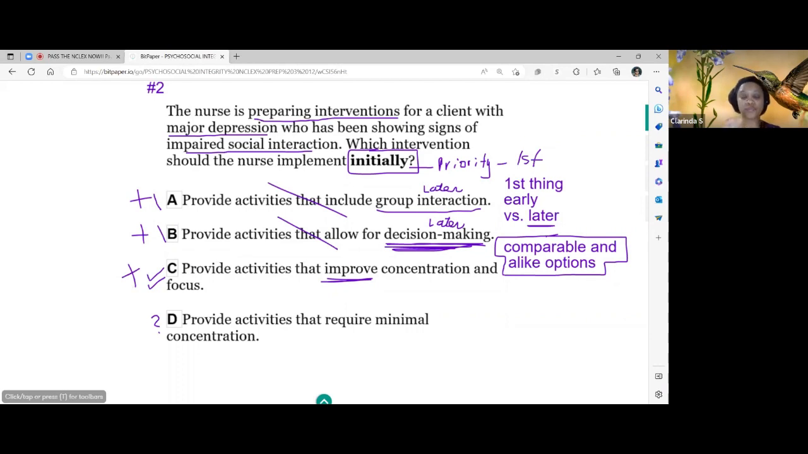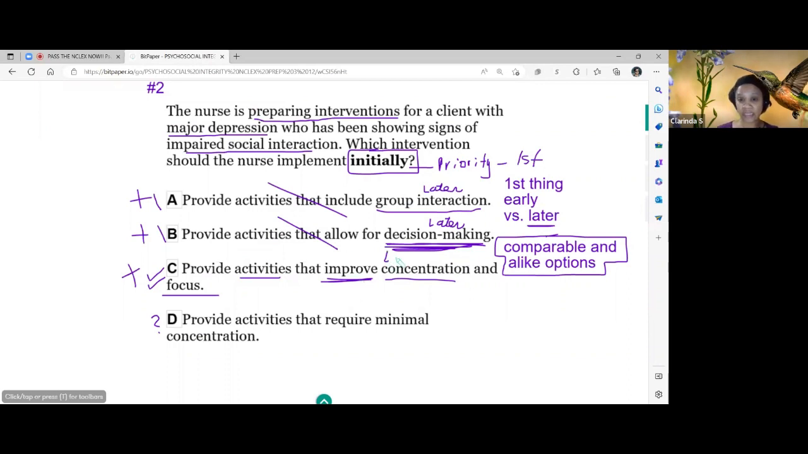participate in group interactions. We want them to get to a point where they can make decisions because the major depression isn't as effective, or the symptoms of it aren't preventing them from concentrating and focusing. And then C is also an activity where they have to be able to concentrate and focus. So although I want them to get to that point, if I provide activities that require them to concentrate and focus, that is something that they're going to have to do later. You want to see that patient having the ability to do that early on.